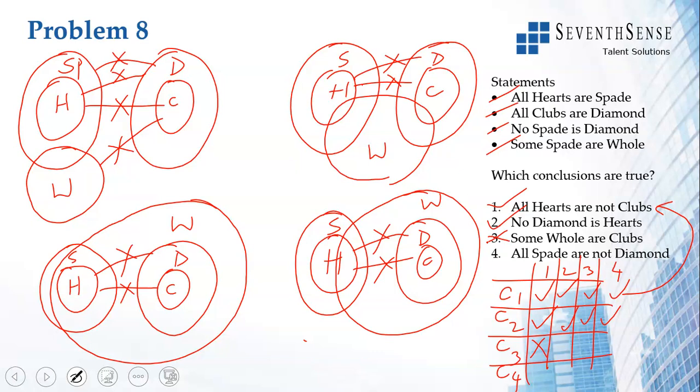And then all spades are not diamonds. If you see here, no spade is a diamond, so all spades are not diamonds is true. This holds in every drawing. No spade is a diamond is given. Then all spades are not diamonds has to be true, no? Just by that you would have gotten this answer as well. So 1, 2 and 4 are true in problem 8.